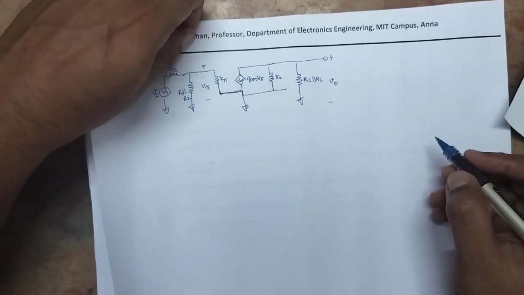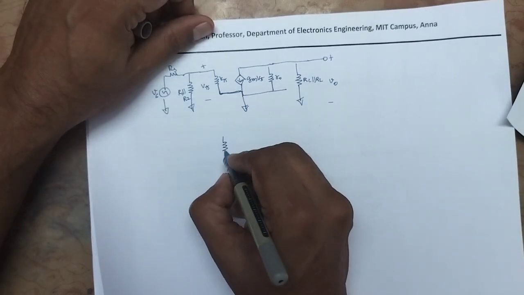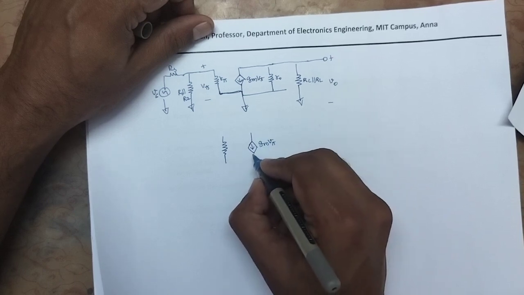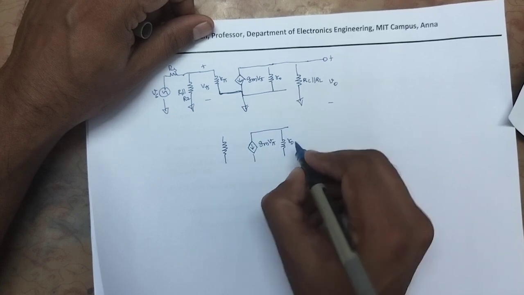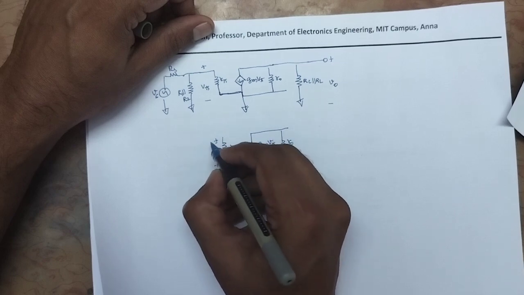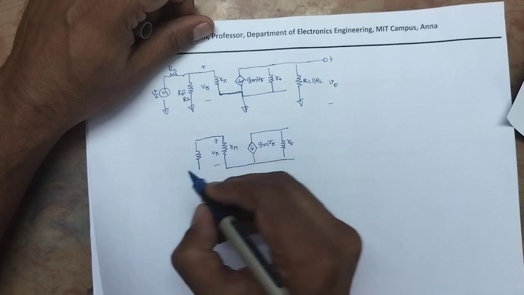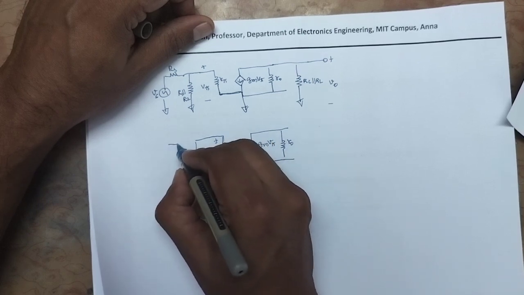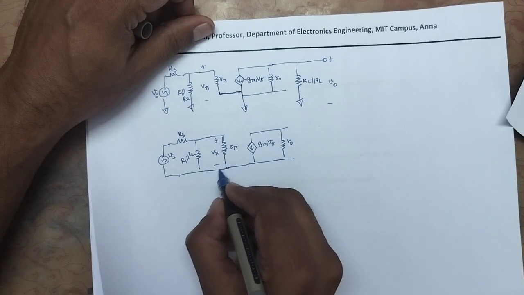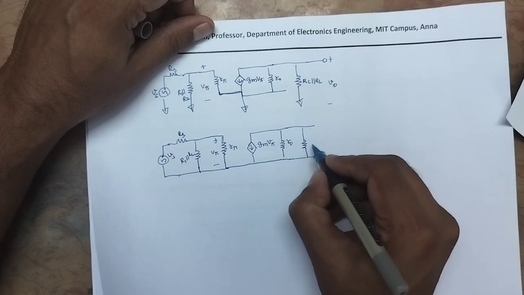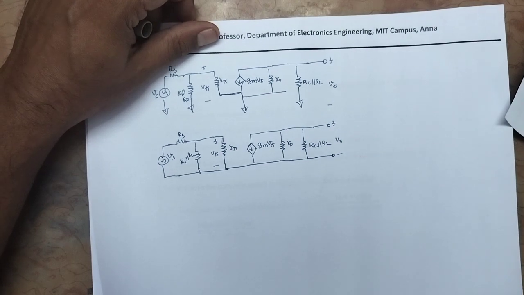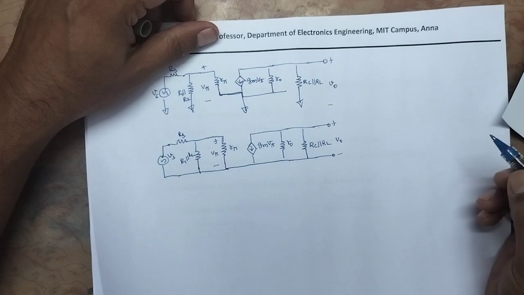Now let us group these resistances. Once again I will draw the equivalent circuit diagram by grouping the ground point: gm V pi, r naught, r pi with plus and minus V pi, R1 parallel to R2, RS, VS, RC parallel to RL, and V0. This is the small signal equivalent circuit diagram, right?